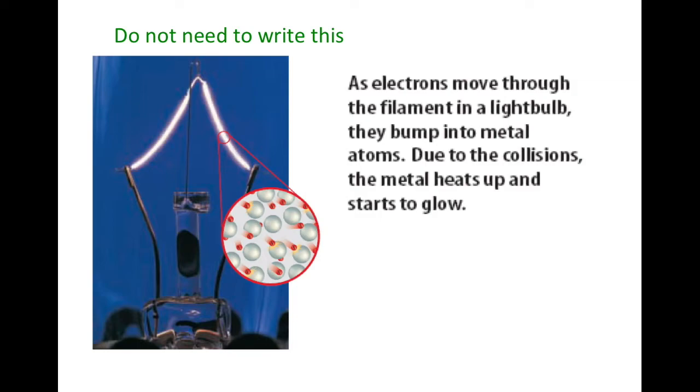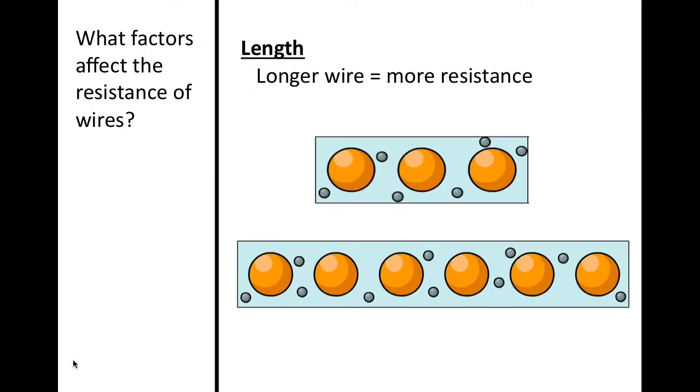Notice this filament is super skinny because you're actually trying to create the space and the environment for the electrons to bump into each other so that it can glow.